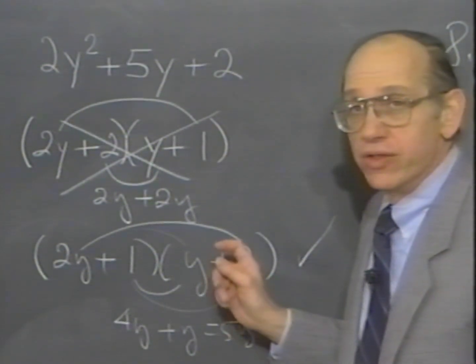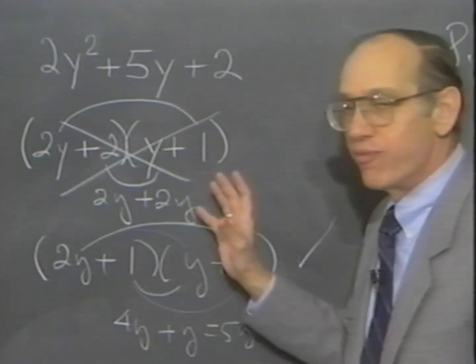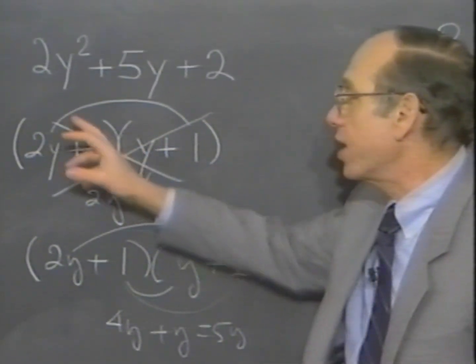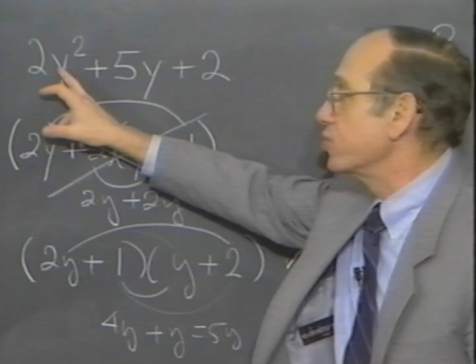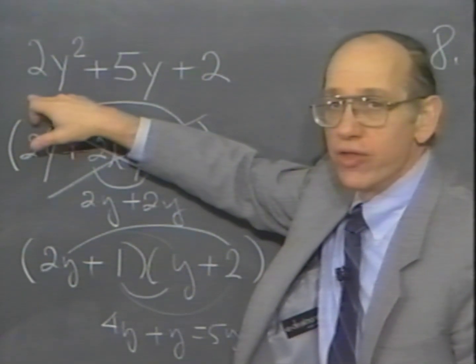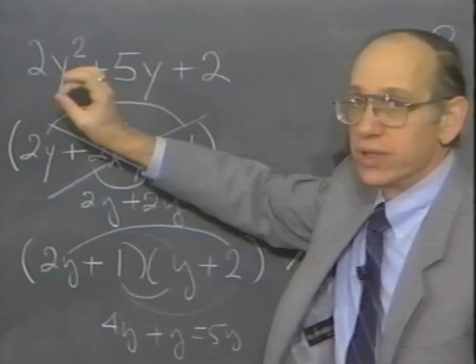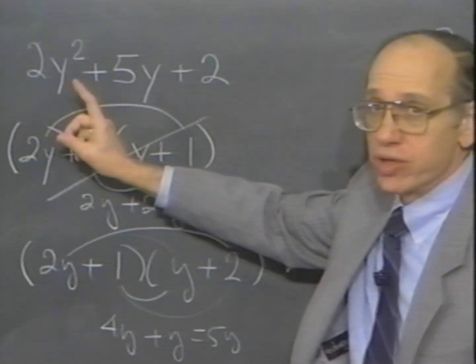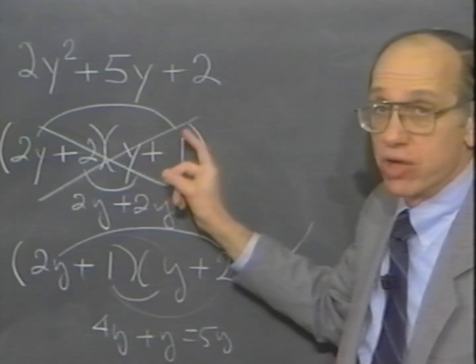All right? This one was easy enough because we didn't have many factors to look at. But you can see that if you have a problem where you start out with something other than just y squared or x squared, whatever it is, if this coefficient is anything other than 1, you're going to have to do a lot of checking. You're going to have to look at all the possible factors. You're also going to have to be careful about the signs.